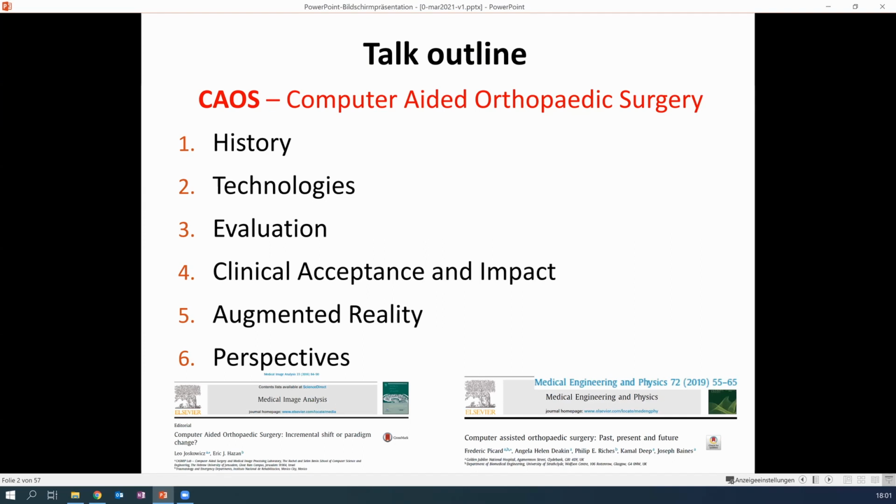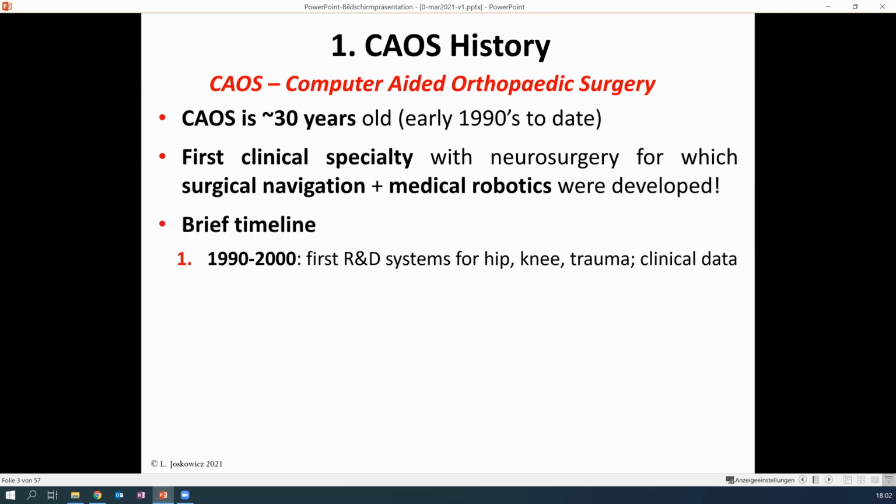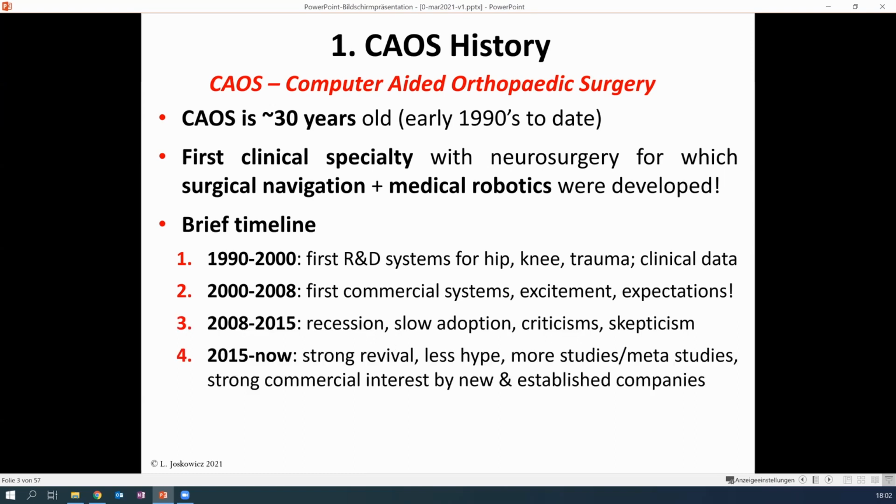If you want to read a little bit more, this is based on two papers, a paper that I wrote myself and one by Fred Picard, who's one of the experts in the field as well. So I'd like to divide this mostly into four main periods. First of all, we're already quite old. 30 years is quite a number of years. And this is really the first clinical specialty together with neurosurgery. So navigation and robotics have been around for a very long time. And I would divide this into four periods.